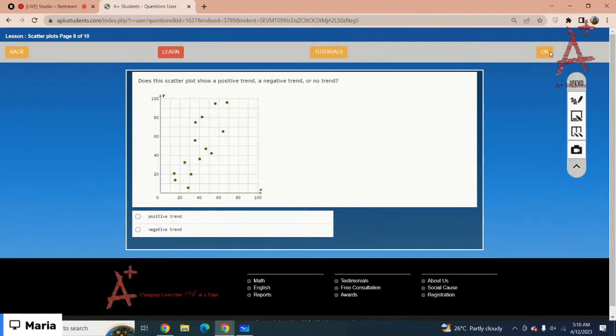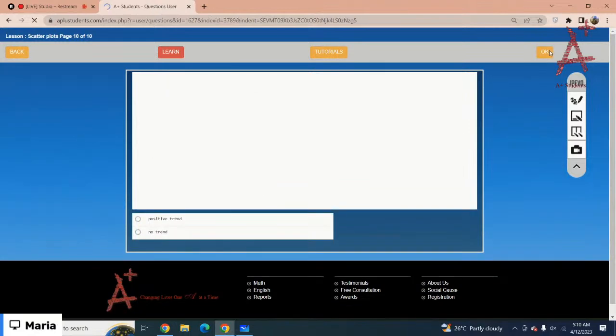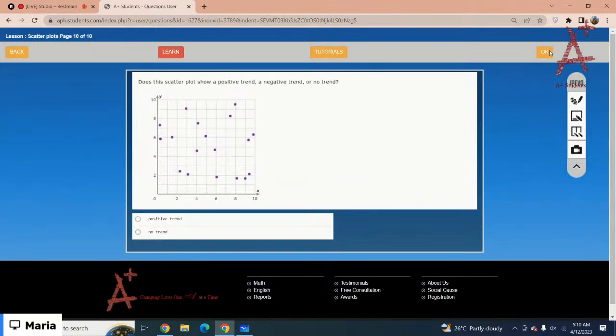Does the scatter plot show a positive trend, a negative trend, or no trend? It would be a positive trend. Got it? Does the scatter plot show a positive trend, a negative trend, or no trend? No trend. Got it? The points are so scattered, so it would be no trend.